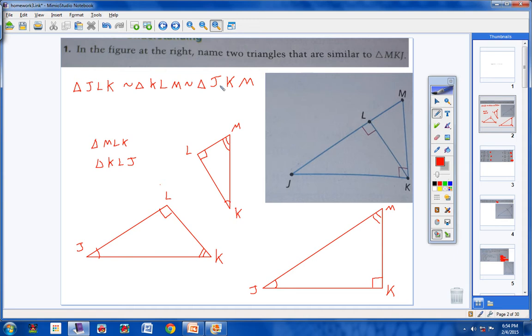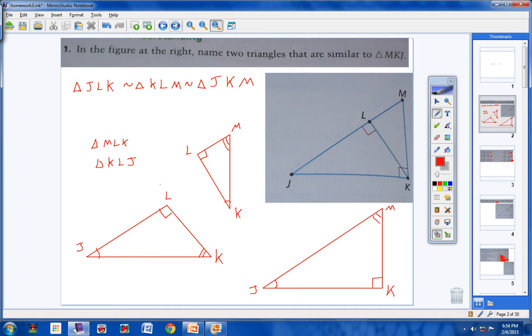So I knew that. The only thing I had to do was get these letters in the correct order so I could then match them up with this right here, okay? So what triangles are similar to MKJ? Well, here's MKJ, so I'll put MLK and JKL. Alright, okay, let's take a look at the next problem here.